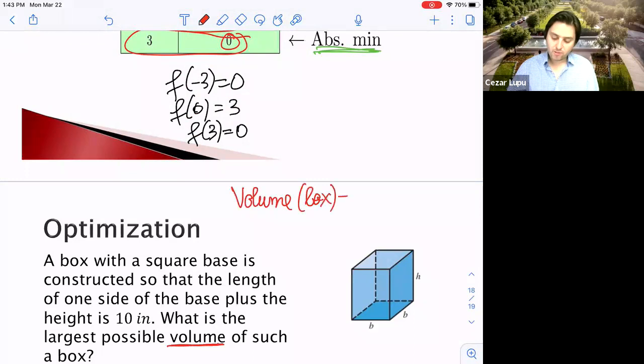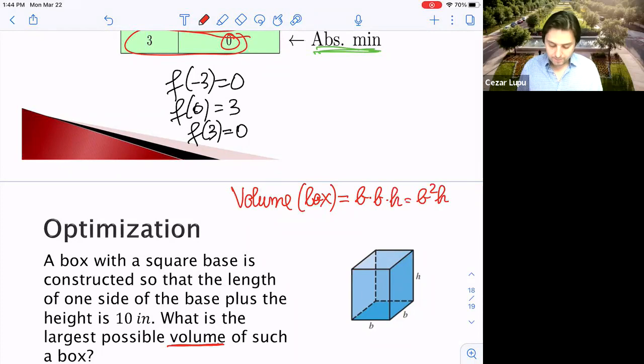Do we know a formula for the volume of the box? Exactly. So the volume will be, in our case, B times H, which is B squared times H. So the base squared times the height. But what do we know?